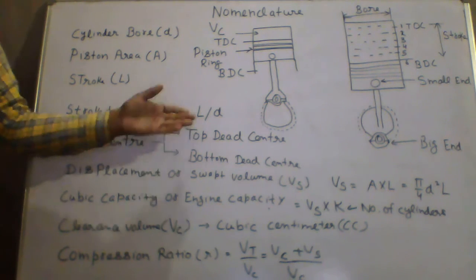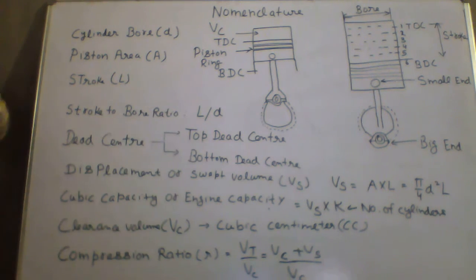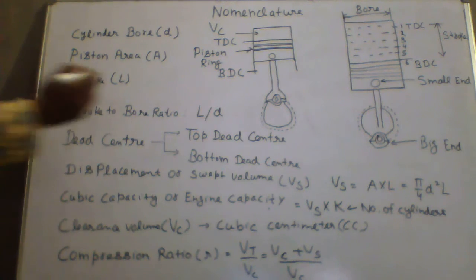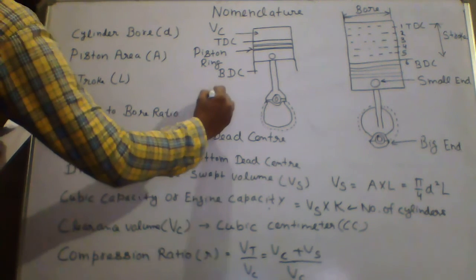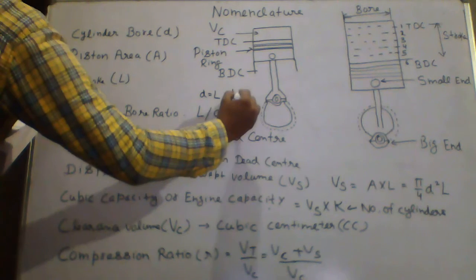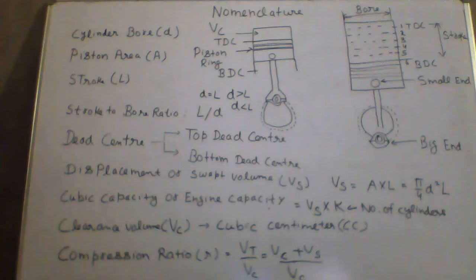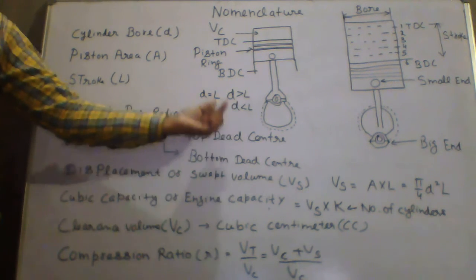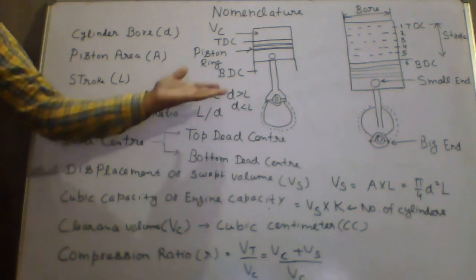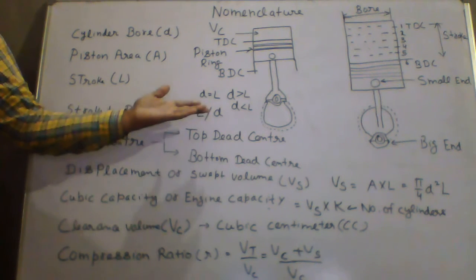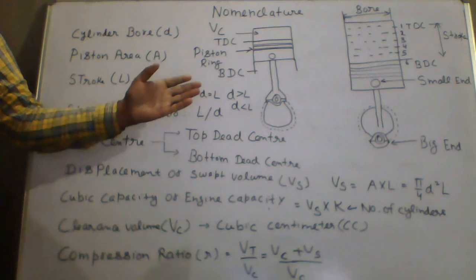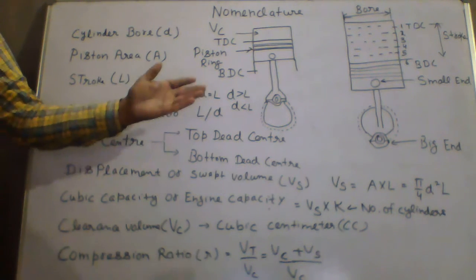So we will write three terms: either D is equal to L, or D greater than L, or D less than L. Okay, so these are three terms. Diameter can be equal to L, diameter can be greater than L, diameter can be less than L. According to these, we will classify the engines, whether it is over square engine, under square engine, or square engine.